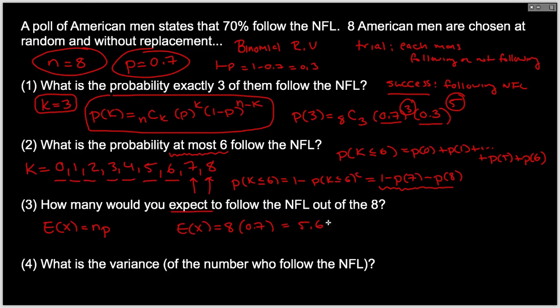Out of the 8, right? If you had 10, you'd expect 7 of them, right? 10 times 0.7. But now you're only dealing with 8. So out of 8, you'd expect maybe 5, closer to 6 to like the NFL and follow it.